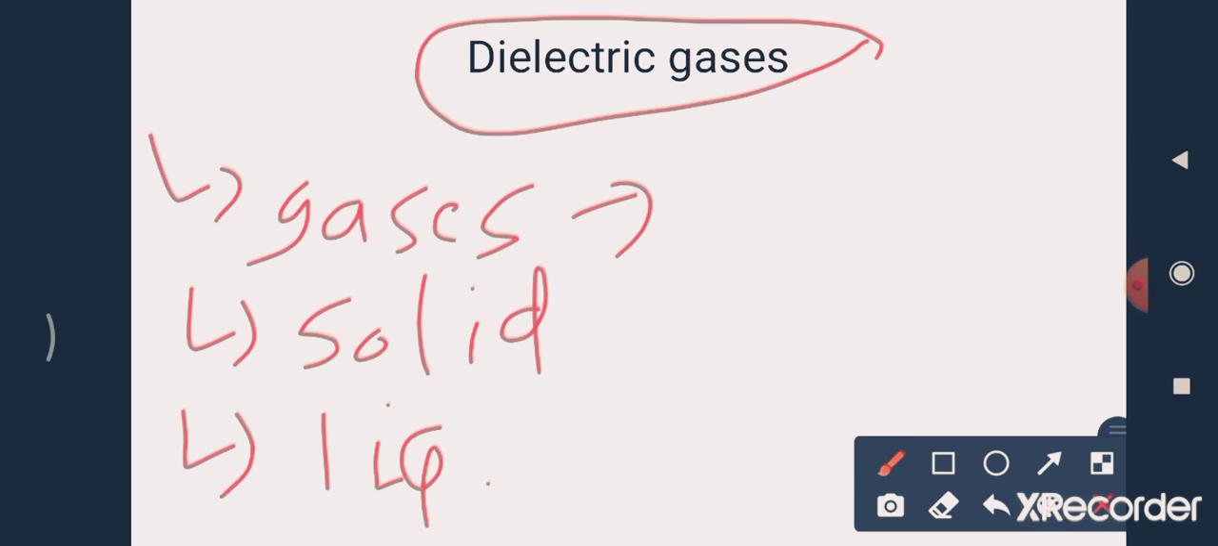In case of gases, air, sulfur hexafluoride, that is SF6, and vacuum are considered. In case of solid dielectric material, PVC, natural rubber, ceramic and mica. In case of liquid dielectric material, mineral oil is considered. Mineral oil is used in the transformer for insulation and cooling purposes.